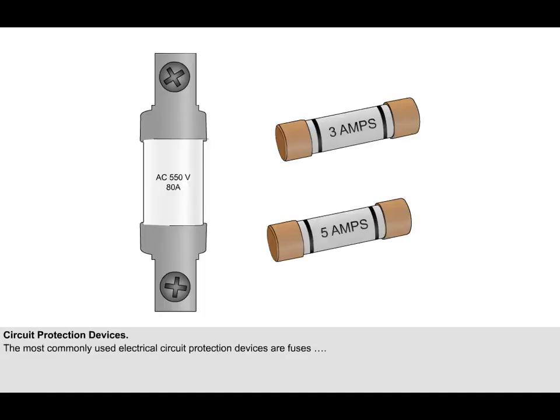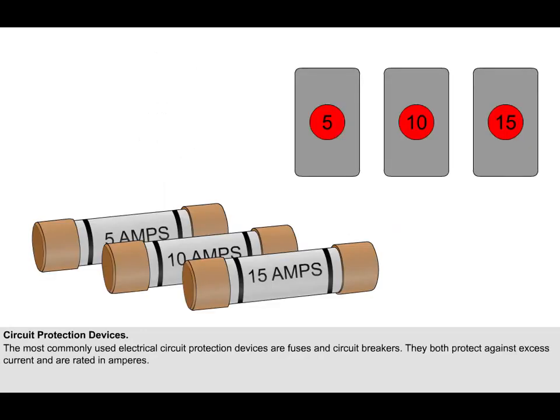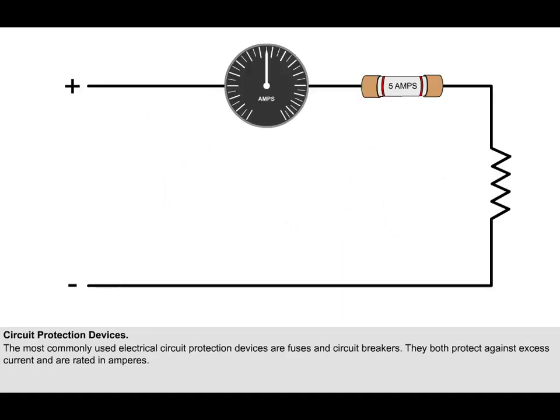The most commonly used electrical circuit protection devices are fuses and circuit breakers. They both protect against excess current and are rated in amperes. The fuse or circuit breaker is placed in series with the load that it is monitoring. Their rated current is the maximum current that they can carry continuously without blowing or tripping.